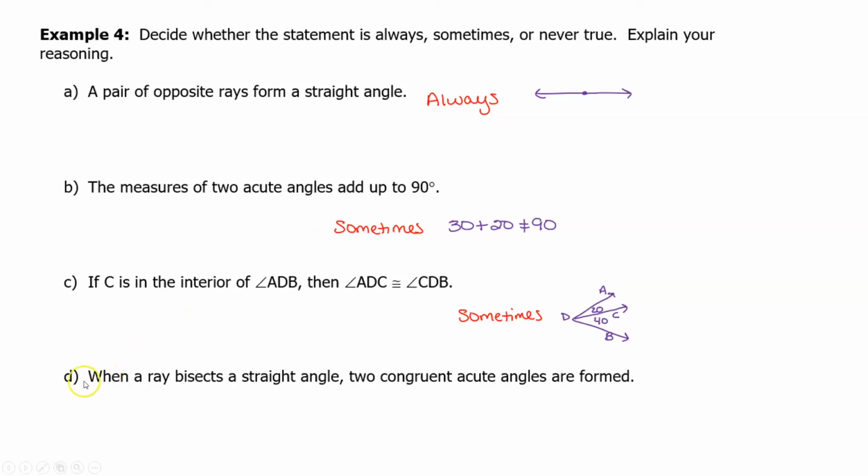And then for D, it says, when a ray bisects a straight angle, two congruent acute angles are formed. So if you have a ray and it's bisecting a straight angle, looks like that. If you bisect it, do you sometimes, always, or never get two acute angles formed? So this would be never, because when you bisect a straight angle, you're going to form two right angles, not two acute angles. And that's it.